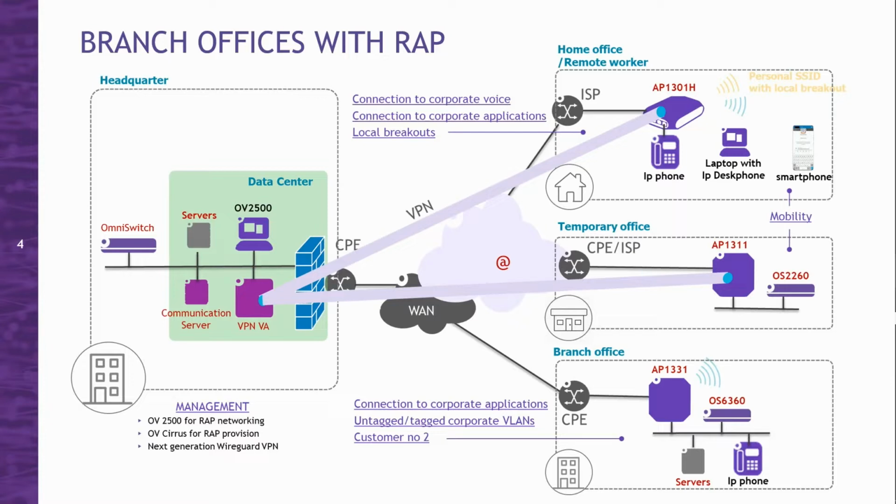On the headquarters side, the management is centralized with OmniVista 2500, with the possibility of managing different extensions for different customers. The solution is based on a WireGuard VPN technology, with a VPN appliance installed in the data center in the main office. RAP gives the possibility to manage different VPN endpoints for different customers.